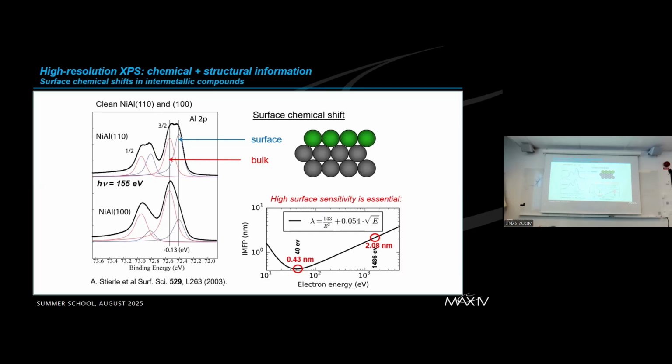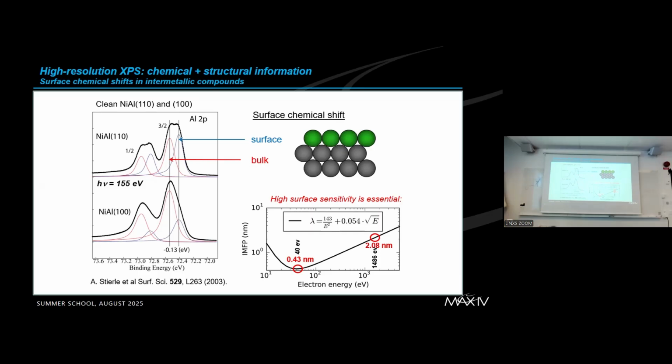It's lying here. So the information depth, one can say, is around 0.4 nanometers. So we are sensitive to only maybe 2-3 atomic layers in this case. If you would do the same experiment with aluminum K alpha in a standard laboratory, you would have this inelastic mean-free path around 2 nanometers.